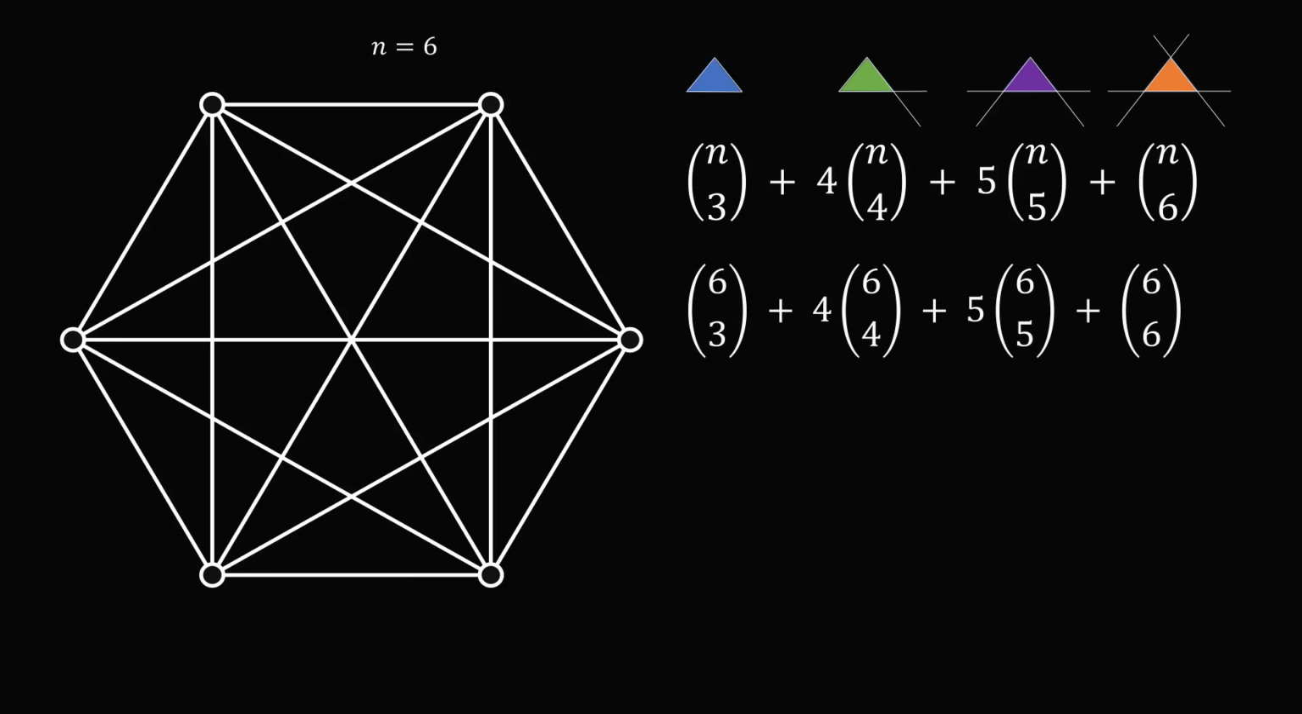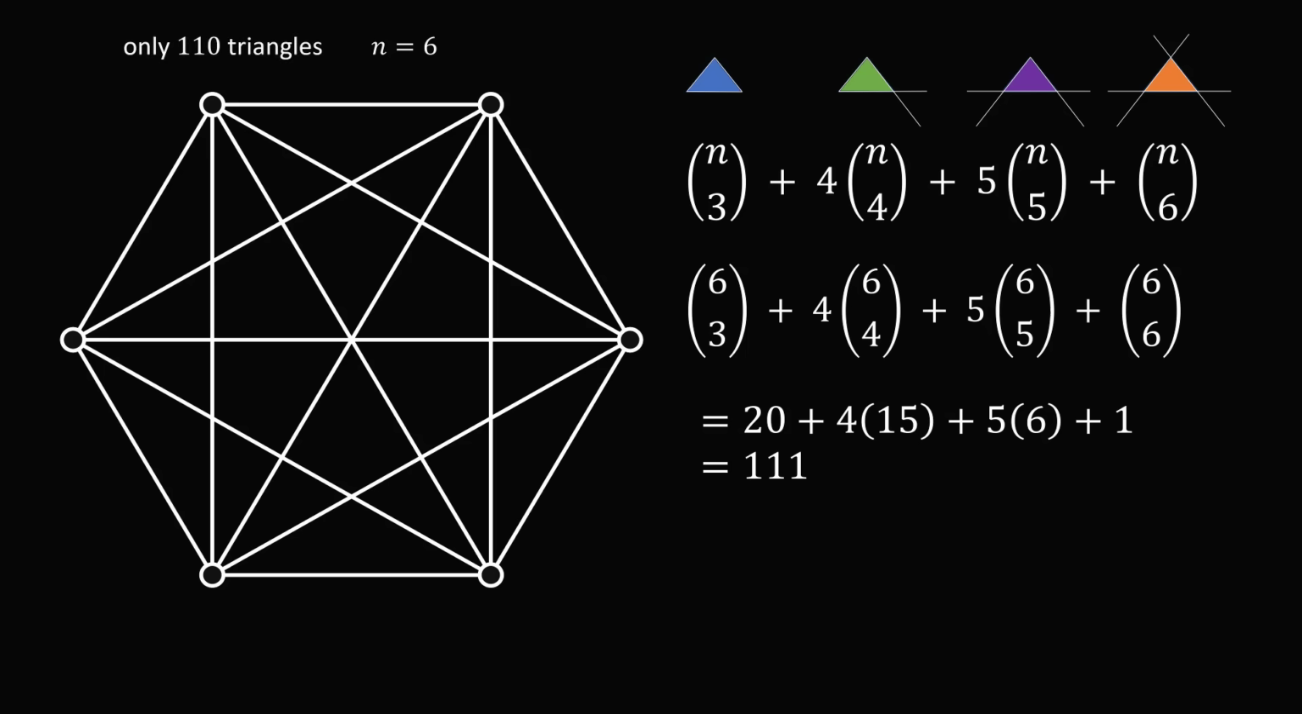If you were to apply this formula to n is equal to 6, the resulting value would be 111. But if you were to actually count the number of triangles in this shape, the actual value would be 110. You would be off by 1. Why are you off by 1? It's because of this point right here.